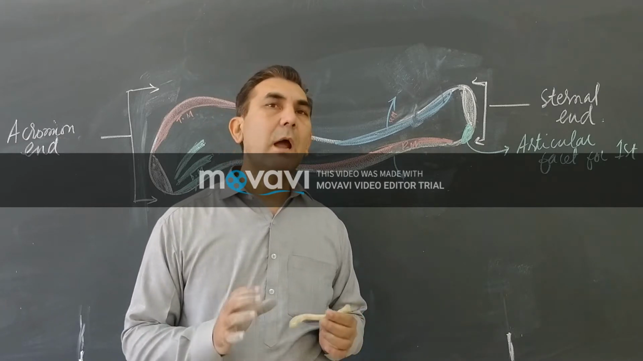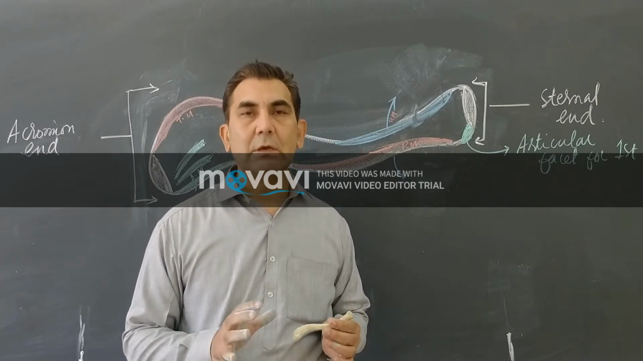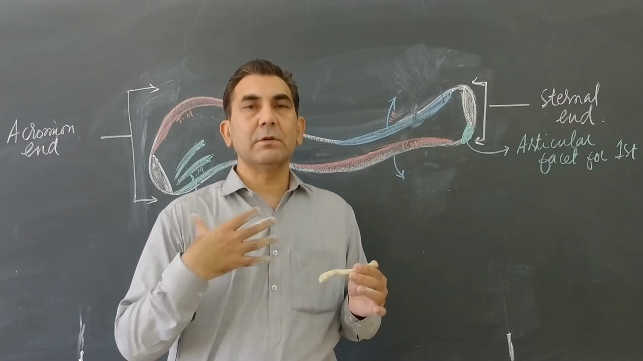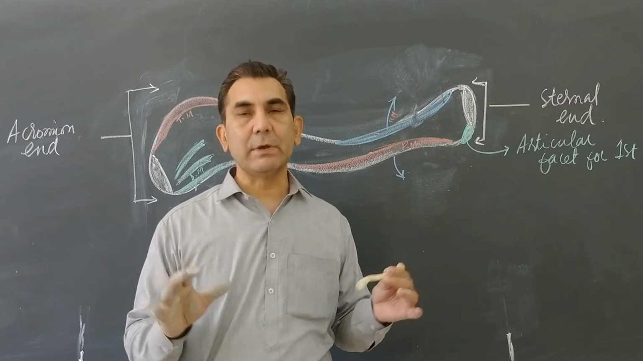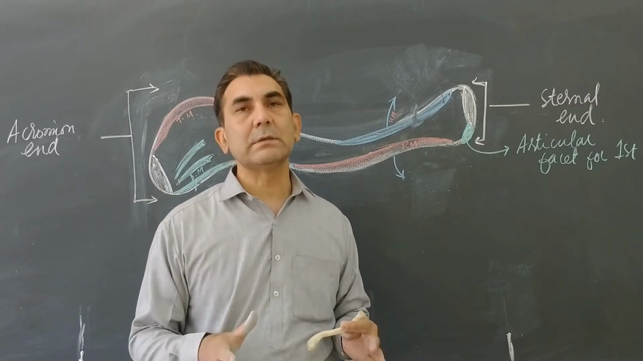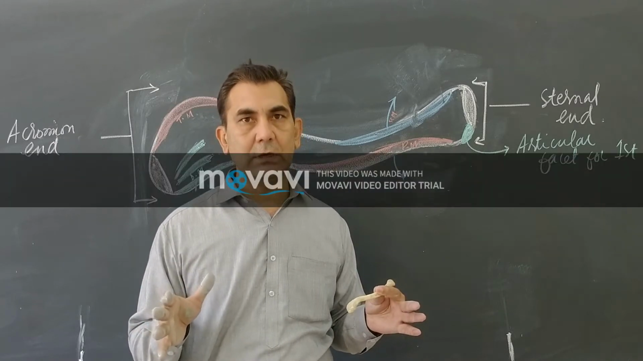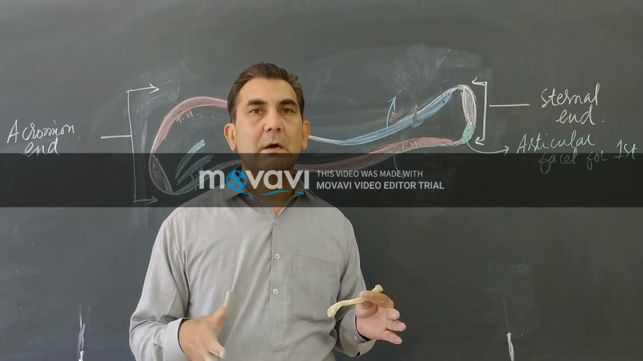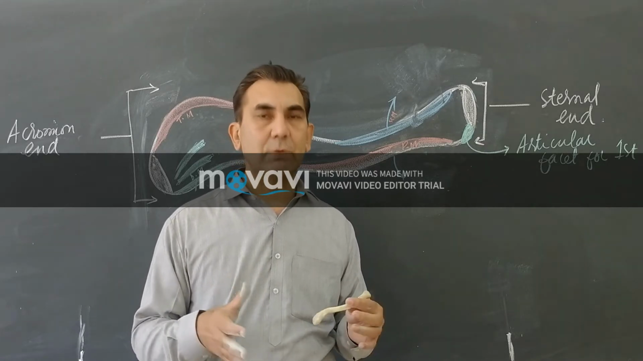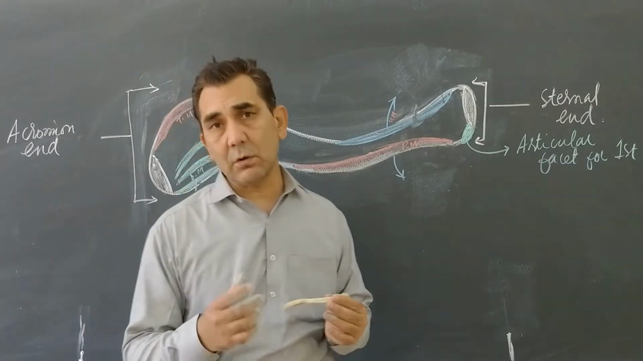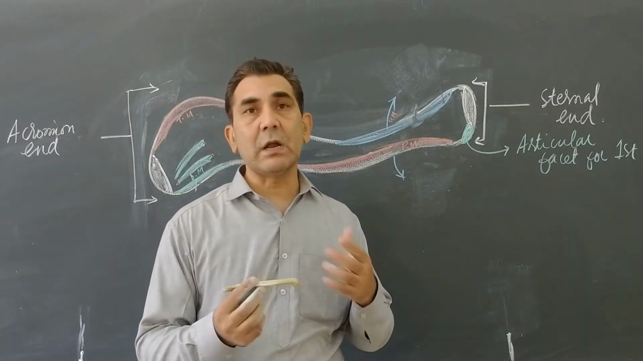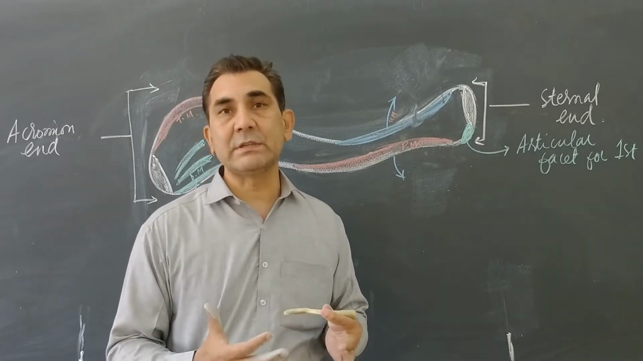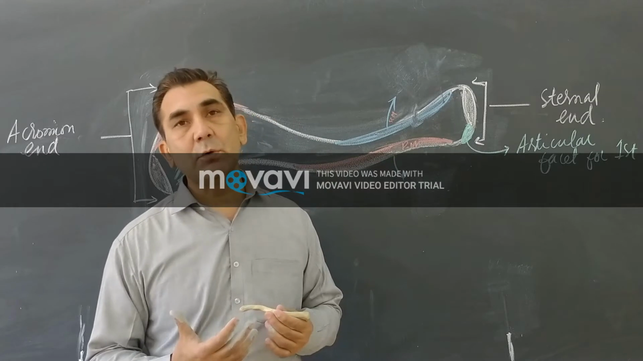This is the only long bone in the human body which is located at the front of the thoracic cage, in a horizontal way. All the other long bones of the appendicular skeletal system are mostly located in a vertical way. So the collarbone is the only bone located at the front of the thoracic cage.